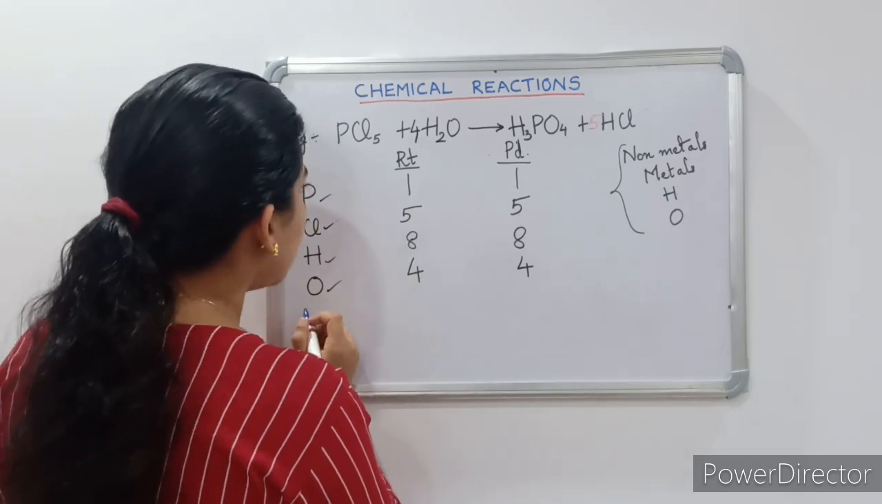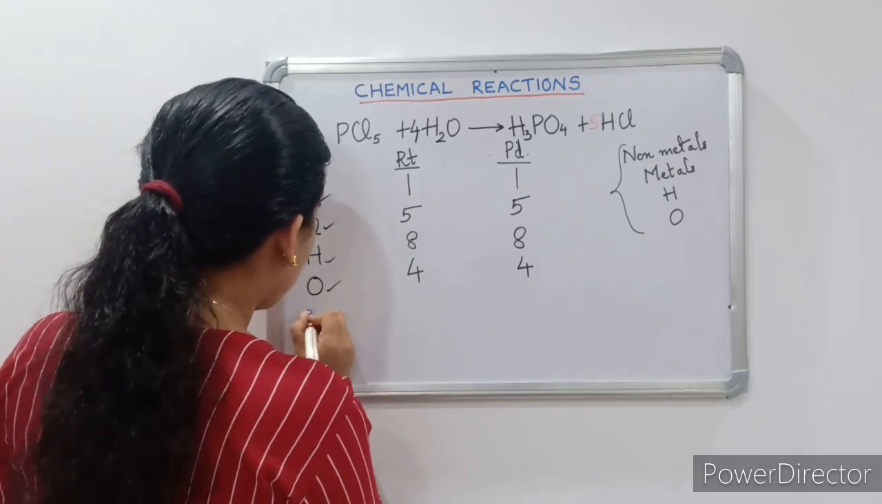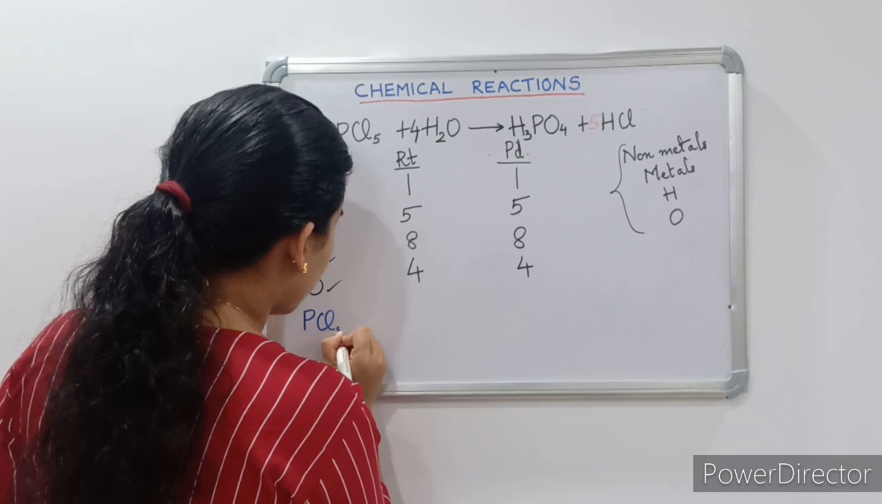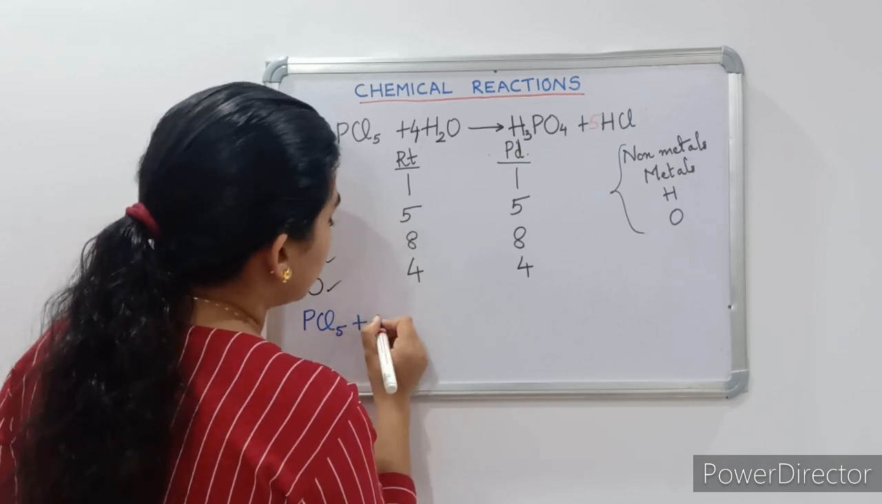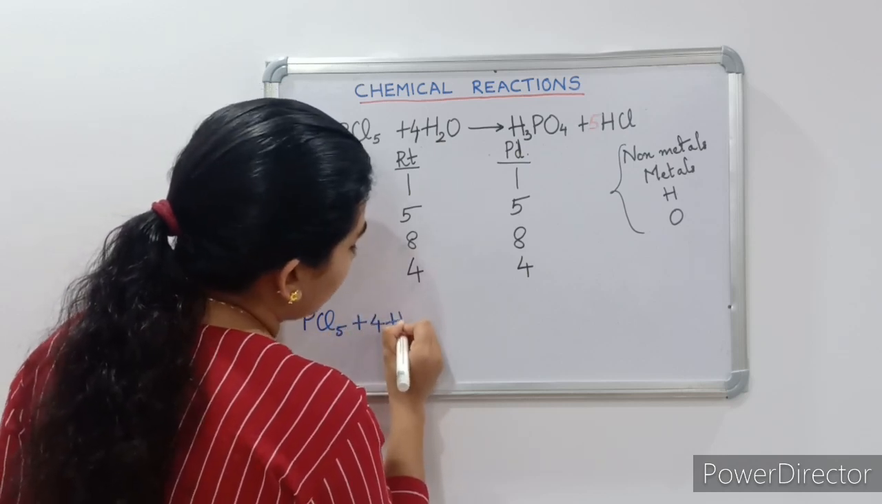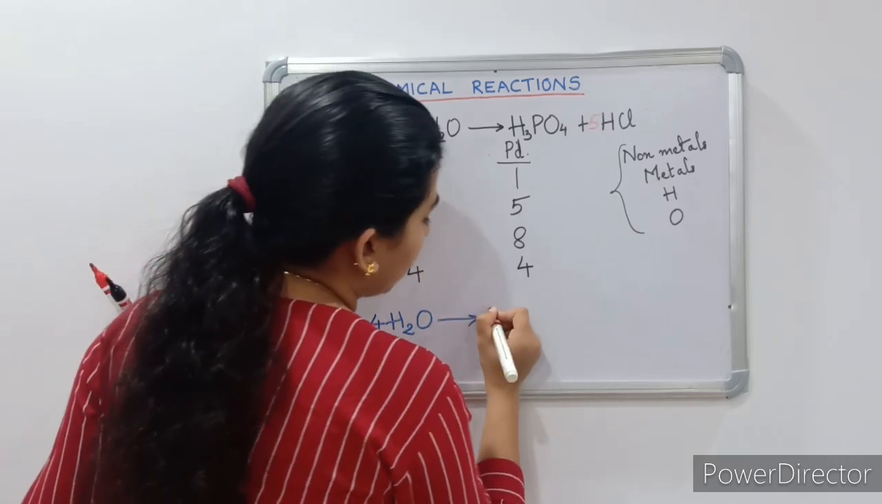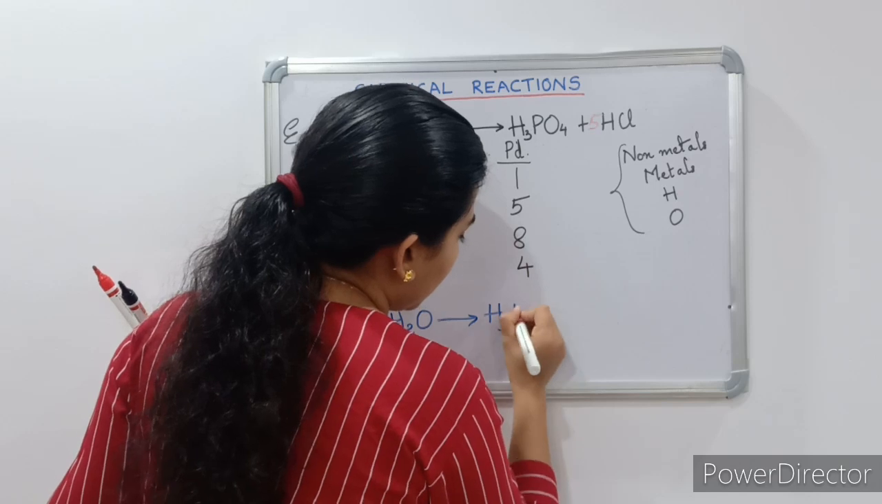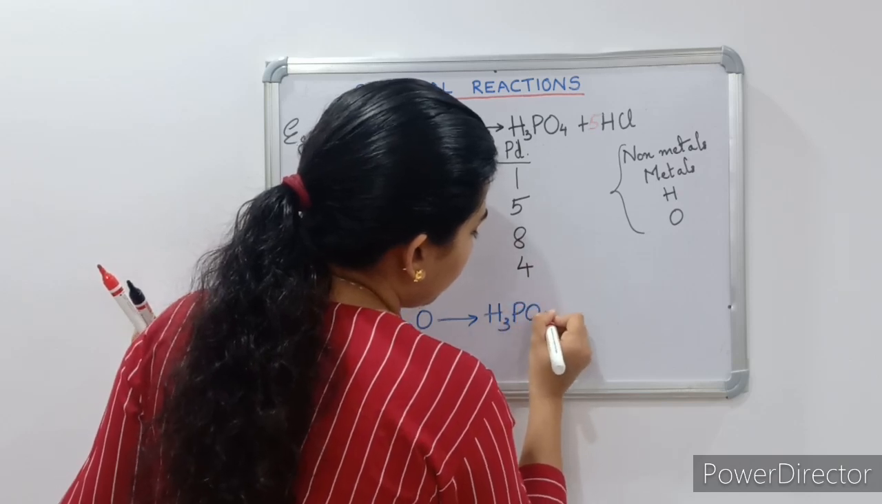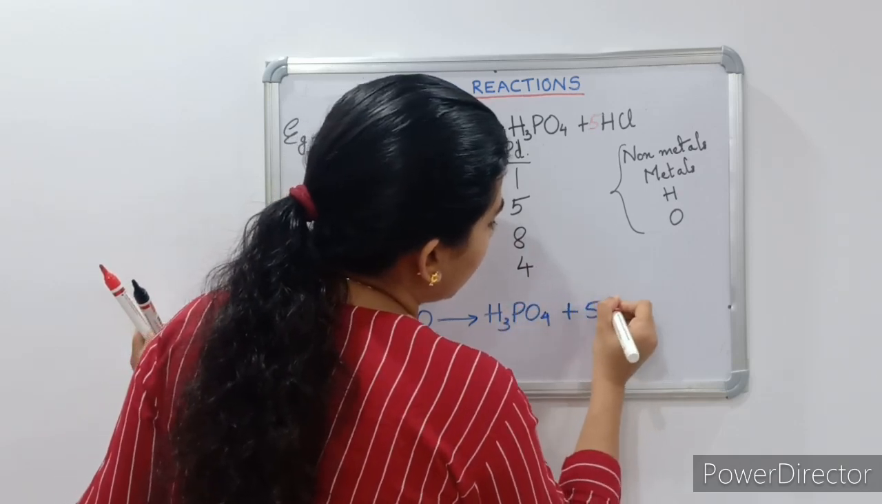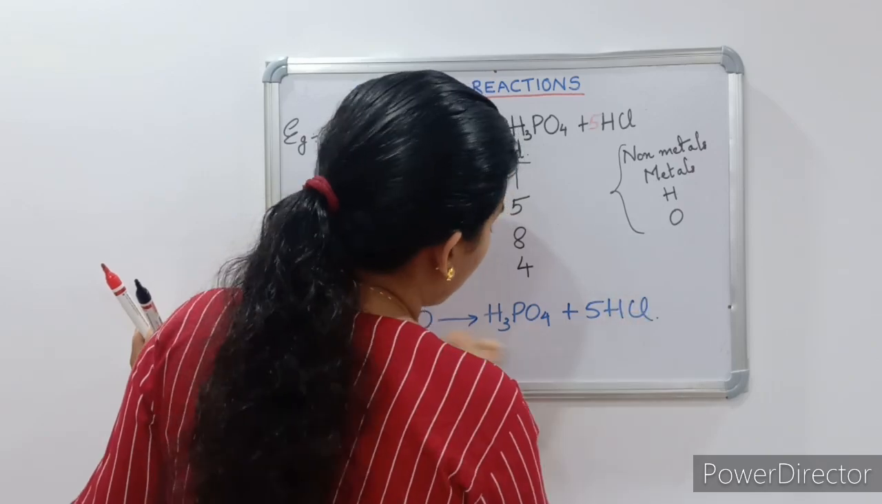Now, the balanced form of this equation is PCl5 plus 4H2O gives H3PO4 plus 5HCl.